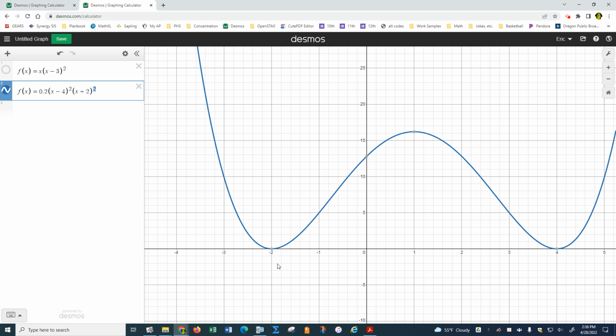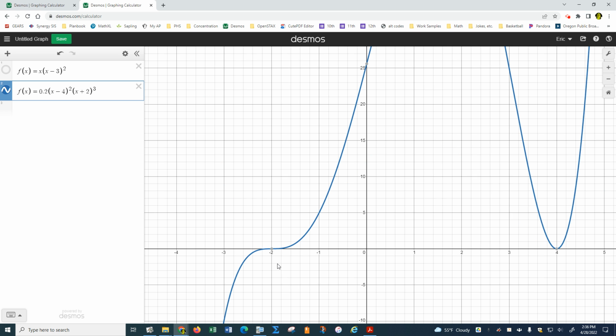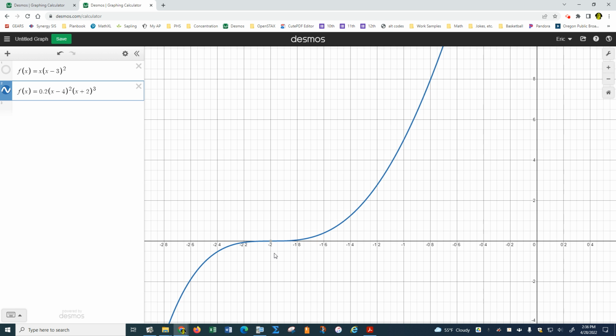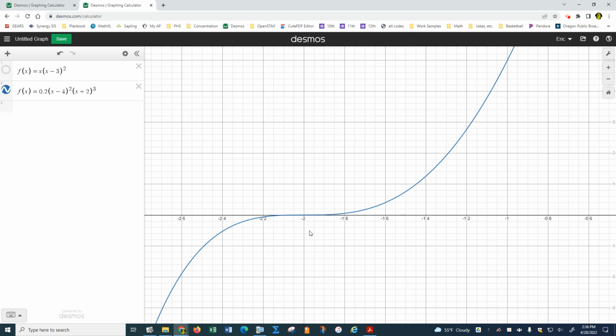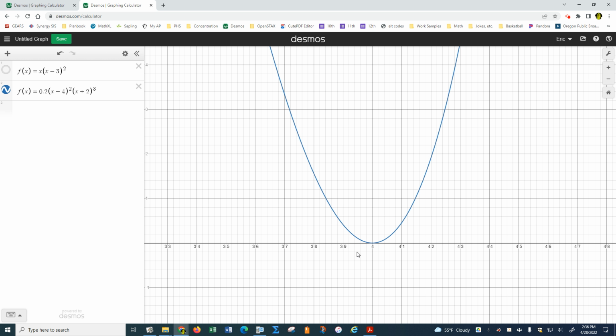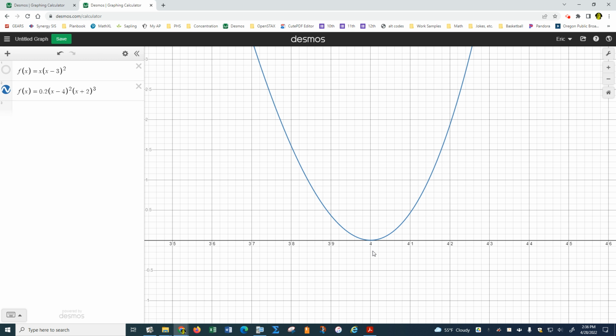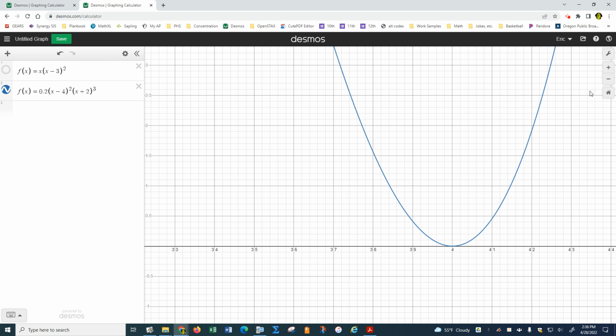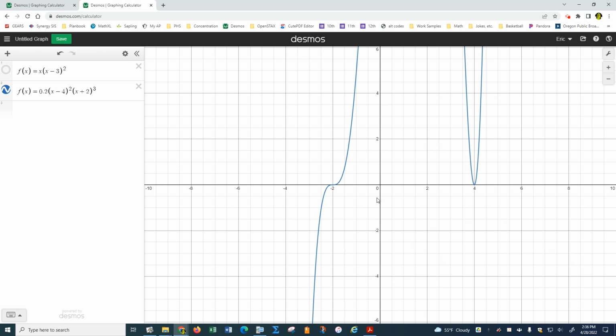It's going to look like an odd degree. Let's try it. So if I make that a 3, hey, what do you know? Look at that. If I focus in on this x-intercept, doesn't that look an awful lot like a cubic function? Just x cubed? Agreed? If I focus in on the other one over here, doesn't that just look like a quadratic? Doesn't that look like x squared?